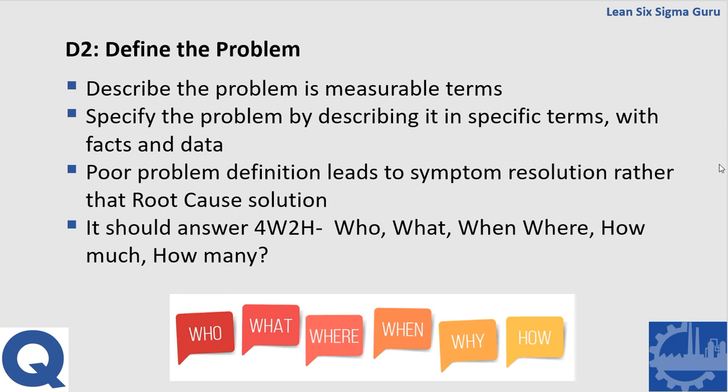of the underlying problem. It should answer these questions of who, what, when, why, where, how many. And there are all kinds of varieties of 4W, 2H, and 5W, 3H. What's important is to work through a set of established questions to help us define specifically what the problem is.